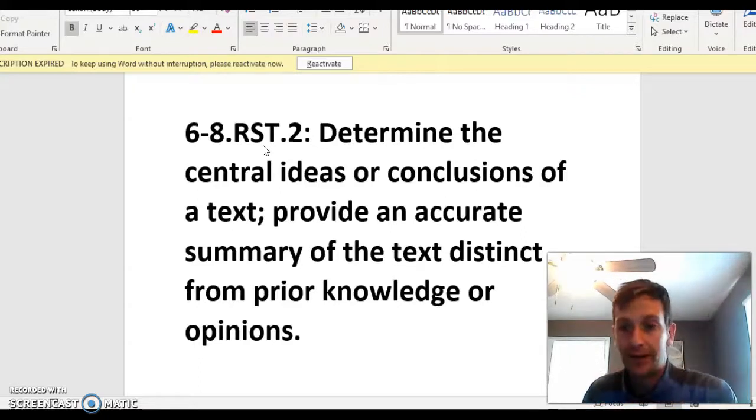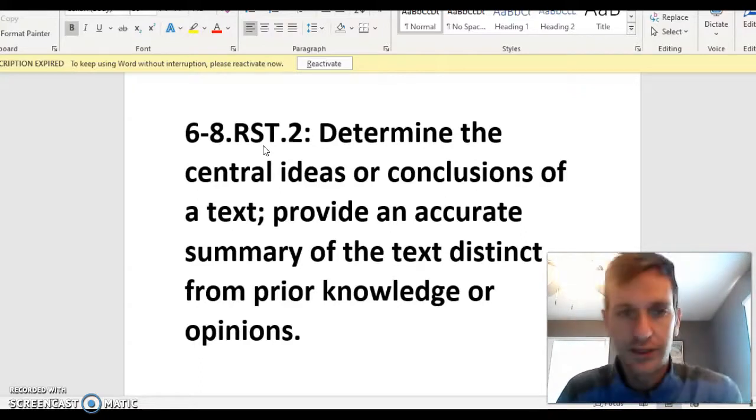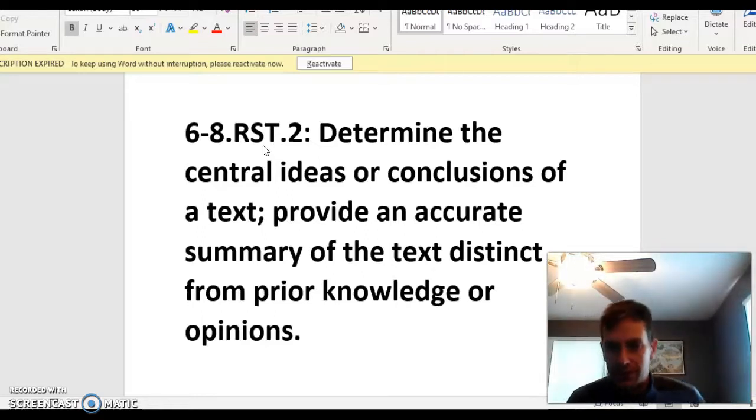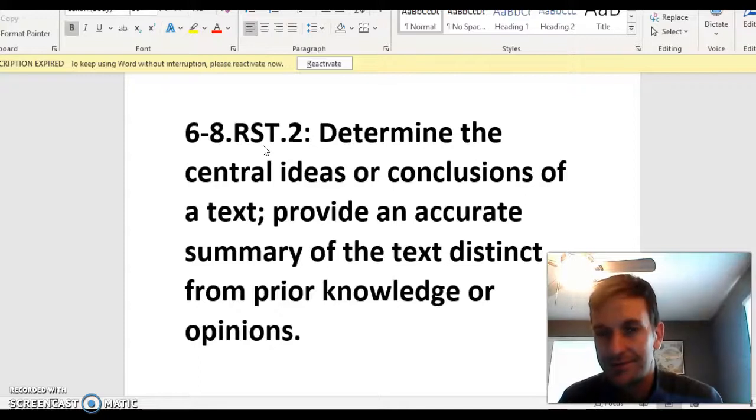Today we're going to talk about another Common Core skill, 6ARS2. This is determining the central ideas or conclusions of a text, providing an accurate summary of the text, distinct from prior knowledge or opinions. Wow, that sounds boring, doesn't it? Well, it's not that boring. For all y'all science lovers out there, this should be right up your alley.